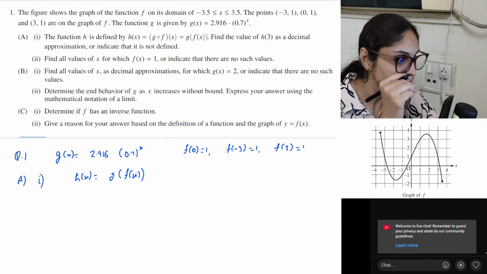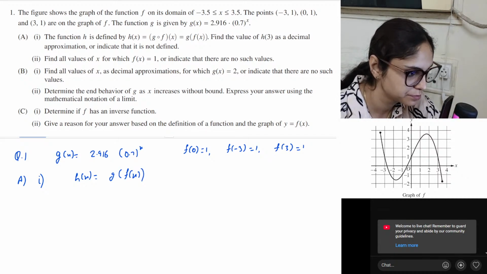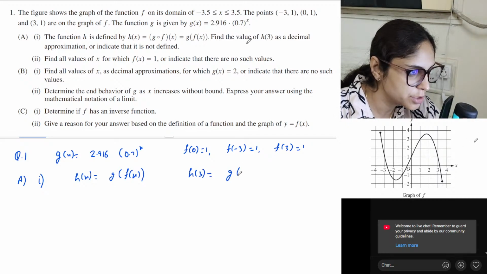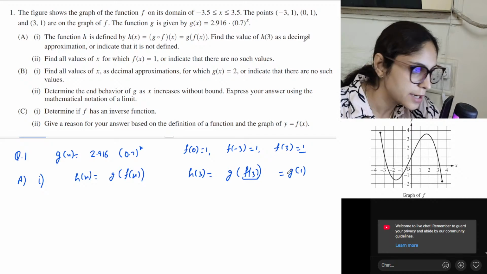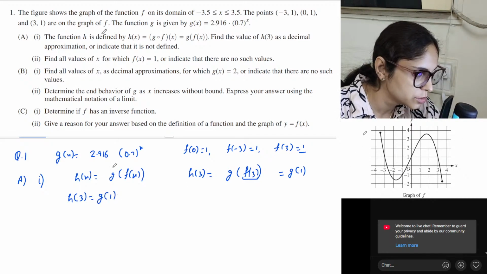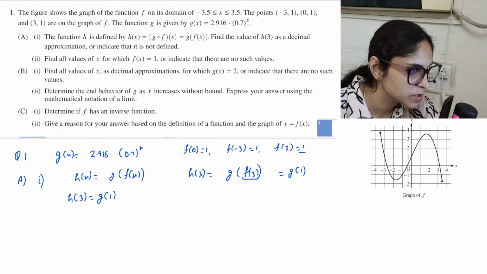Sorry about that. So now we have to find h(3). h(3) would be g(f(3)). f(3) is 1, so this is equal to g(1). And because a graphing calculator is given to us, I will just go to Desmos and enable it.